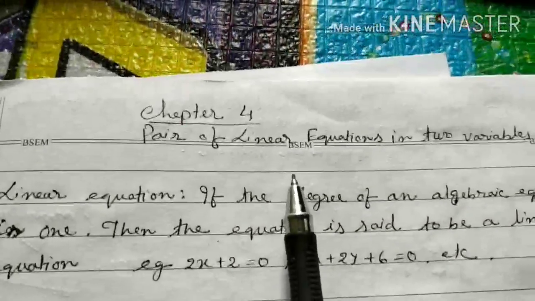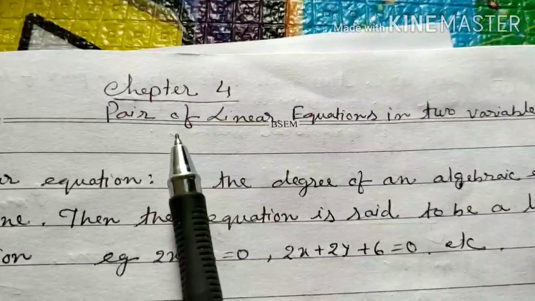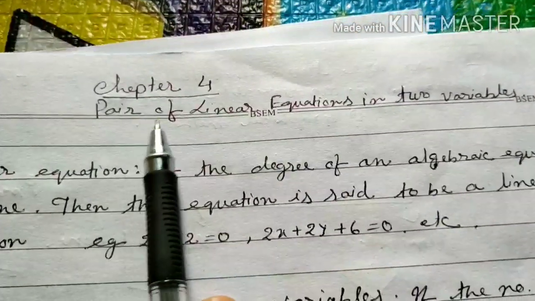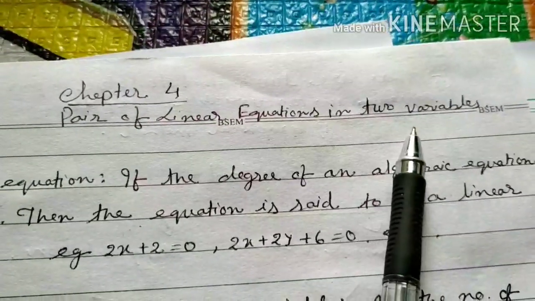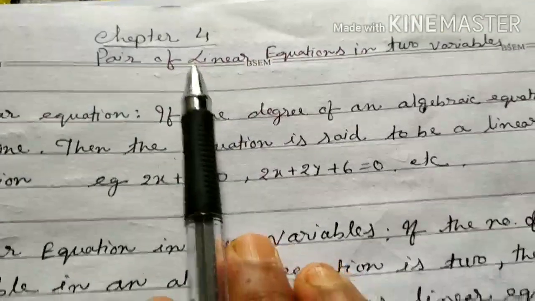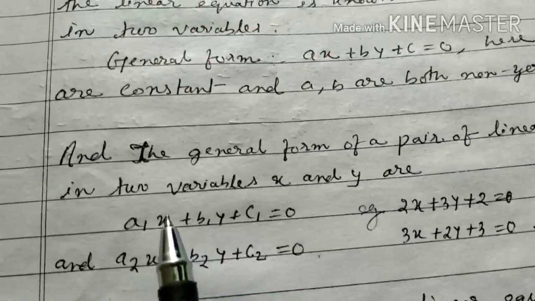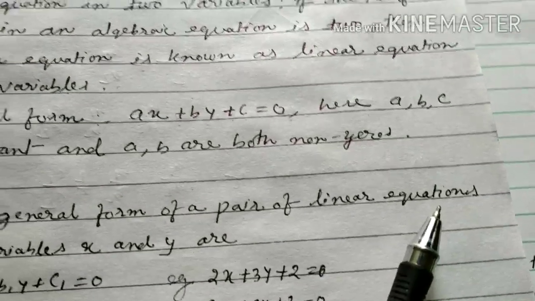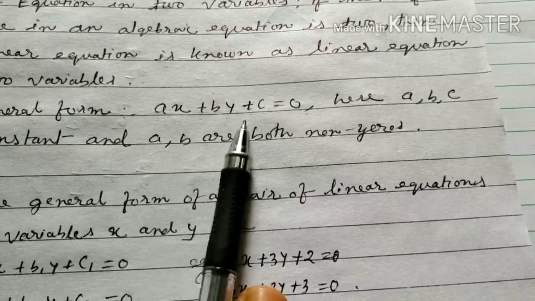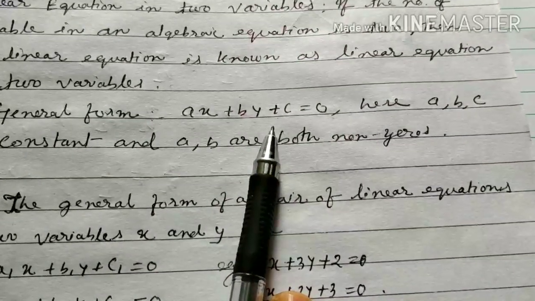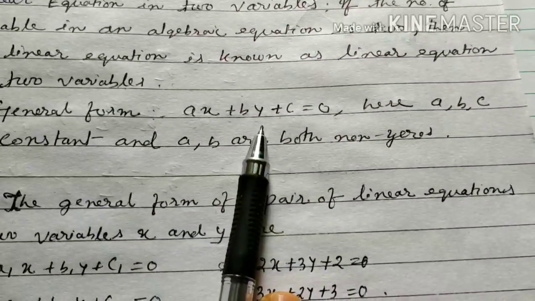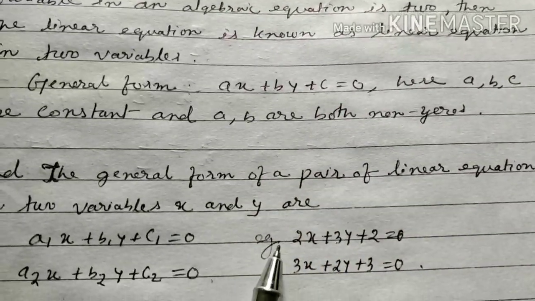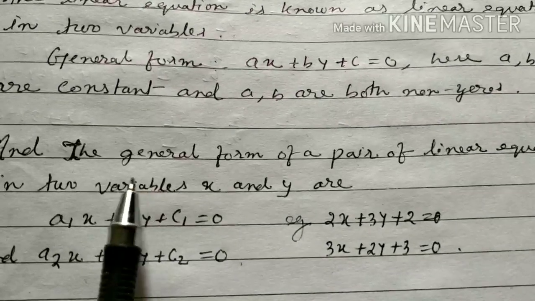But according to the lesson topic, the name of the topic, pair of linear equations in two variables, we have a pair of linear equations in two variables, so let us see the general form. In class 9, in the graph, a linear equation in two variables is a straight line, and a pair means two equations.